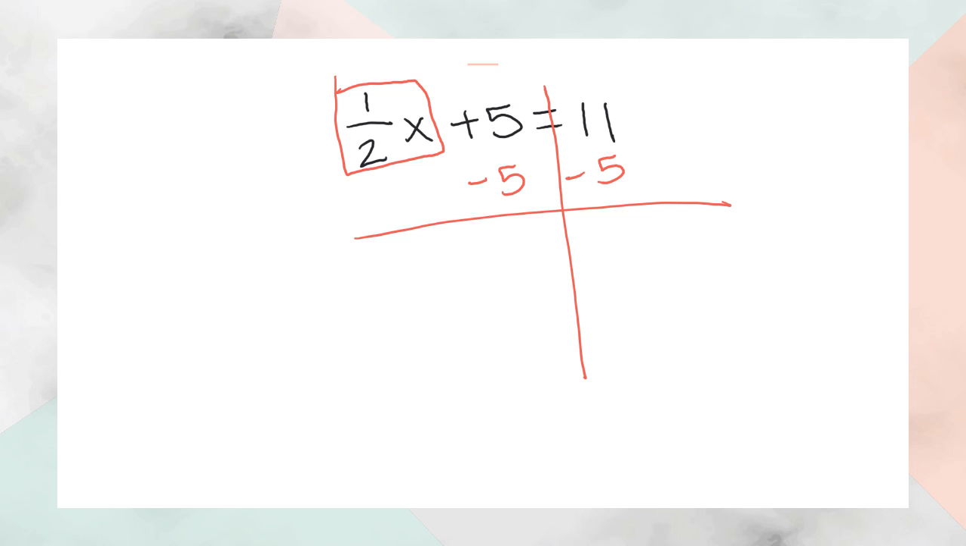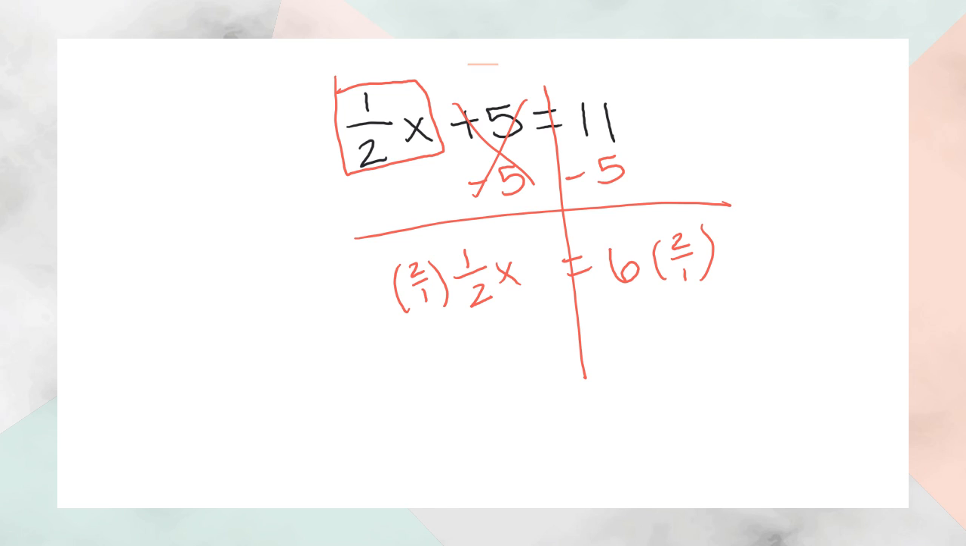So once I do that, a plus 5 and a minus 5, well, that cancels out. So I'm just left with 1/2 x equals, what is 11 minus 5? That equals 6. So now I have my fraction 1/2 x equals 6. So now all I have to do is I'm going to multiply by the reciprocal. And 1/2, if I flip it, that becomes 2/1. So I'm essentially just multiplying by 2.